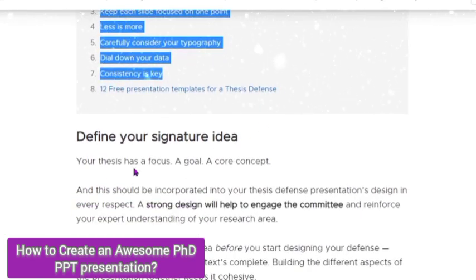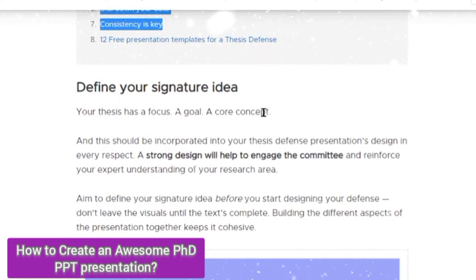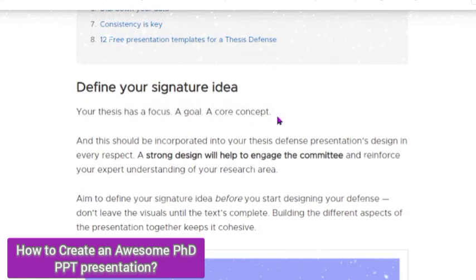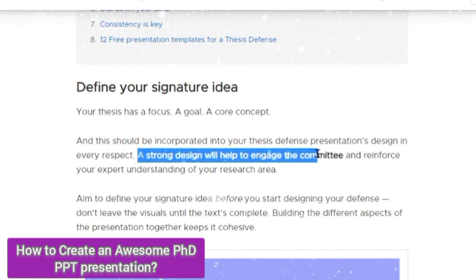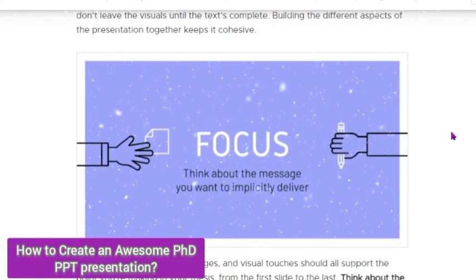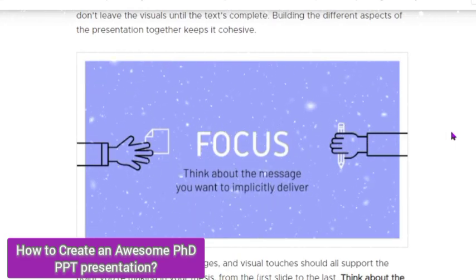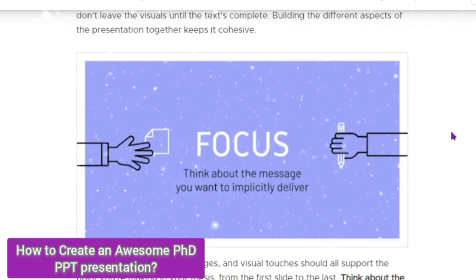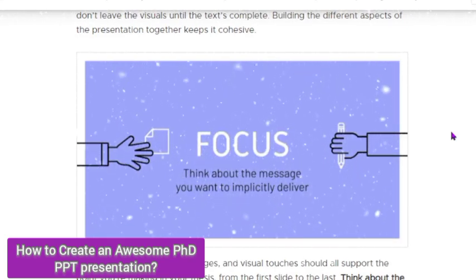Now, what is this? Define your signature idea is nothing but this: your thesis has a focus, a goal, a core concept. Whatever theme you have taken for the research should reflect in your PPT presentation. A strong design will help to engage the committee. Whatever committee is evaluating your research, the strong design has to be there. So the focus is the primary thing you should concentrate on. If you lose this focus, then the entire thing which you'd like to present in front of the committee or the audience will go away.